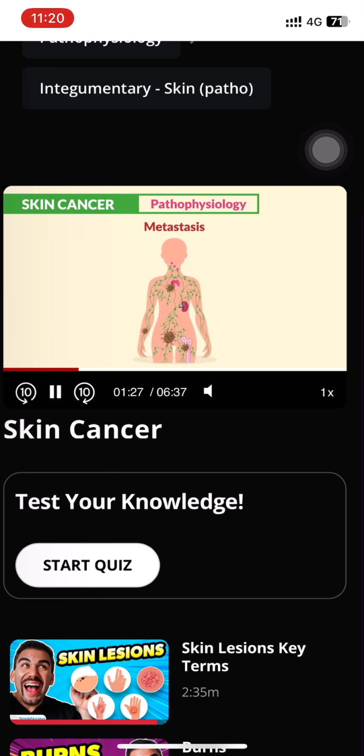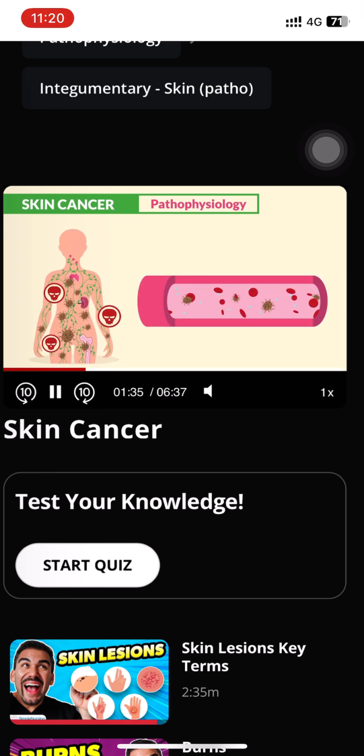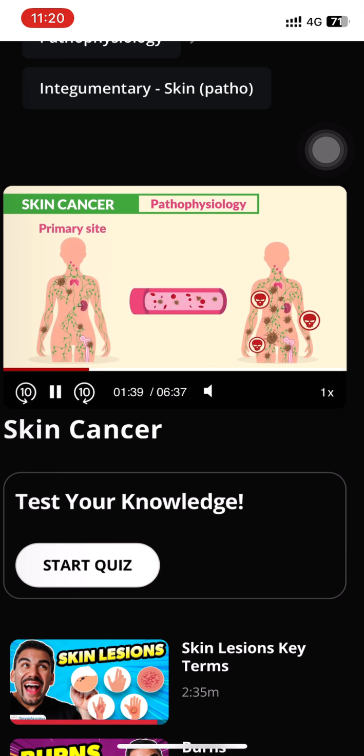Now metastasis means that the cancer has spread to other locations in the body, as mentioned before. Like when a malignant tumor gets inside the nearby blood or lymph vessels, it can travel from the primary site to the secondary site elsewhere.